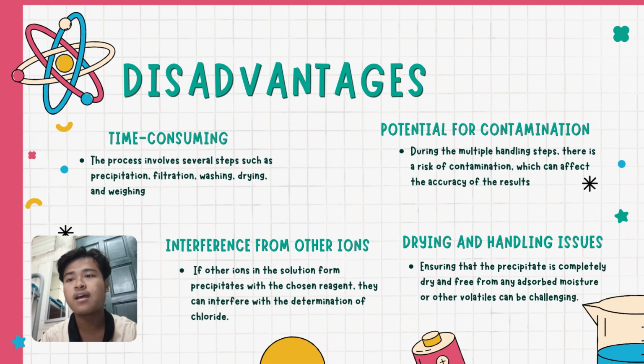And the last one is drying and handling issues, which is ensuring that the precipitate is completely dry and free from any absorbed moisture or other volatiles can be challenging. Accurate weighing depends on the complete removal of these substances.